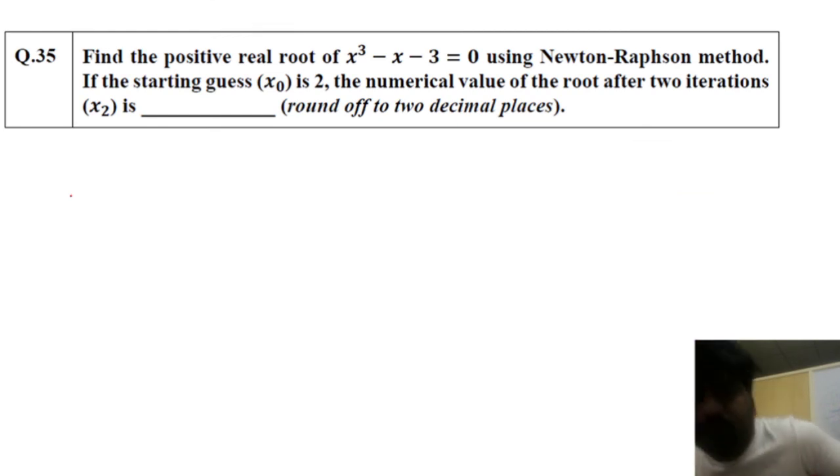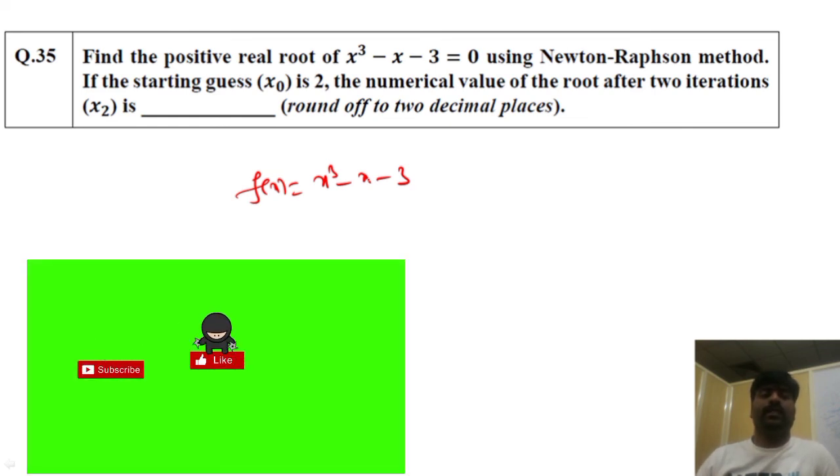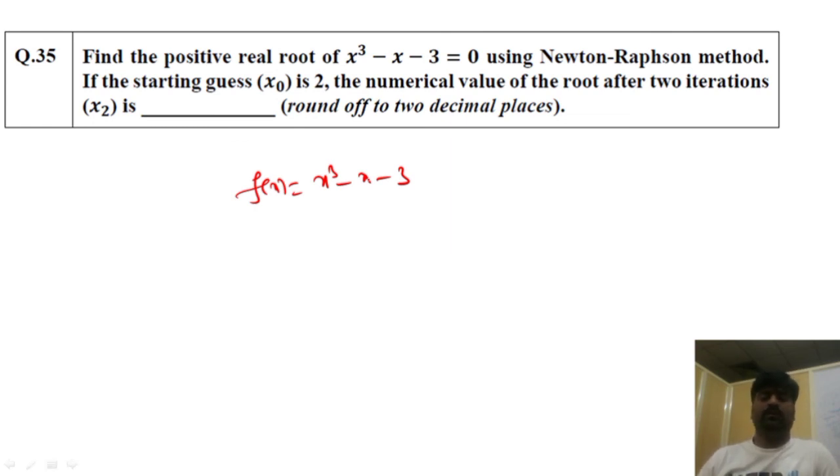Now coming to another question, which is also a numerical question. Find a positive real root of f(x) = x^3 - x - 3 using Newton-Raphson method, if the starting guess x0 is 2, the numerical value of the root after 2 iterations. So they are asking about only 2 iterations.